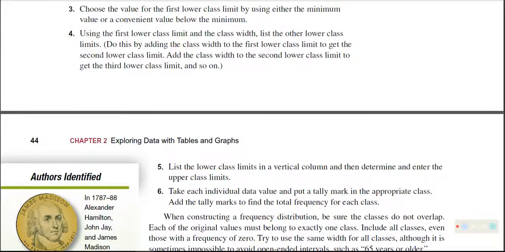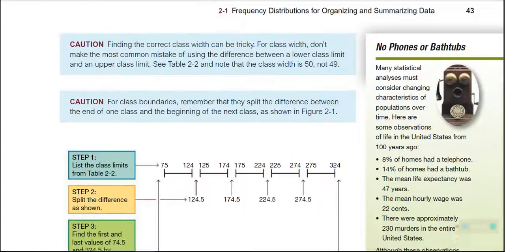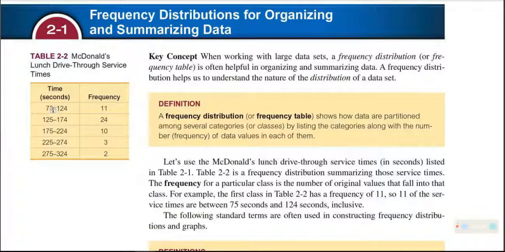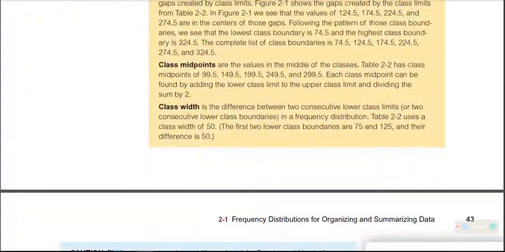So, di ba ang lower class natin dito una ay 75. So, meron tayong class width na 50. So, 75 plus 50 is 125. Plus 50 ulit, 175. Plus 50, 225. Plus 50, 275. So, to get the upper class limit, magsusubtract ka lang ng 1. 125 minus 1, 124. Yun yung unang upper class limit natin. Sumunod, 175 na. 175 minus 1, 174 naman. And so on until you reach the last class. I hope that was clear.